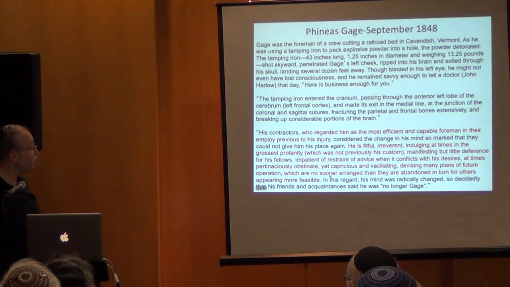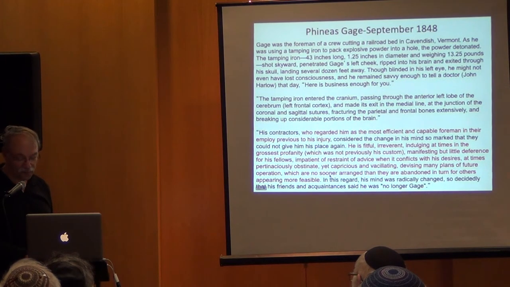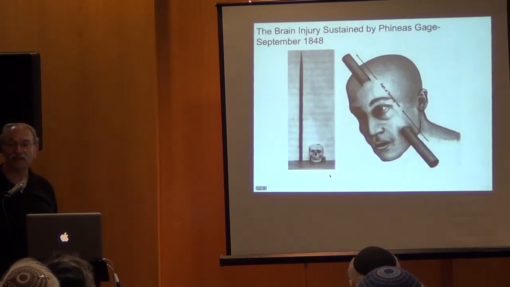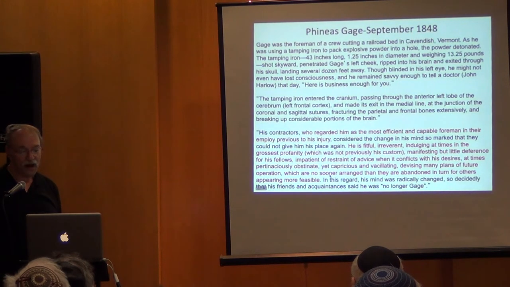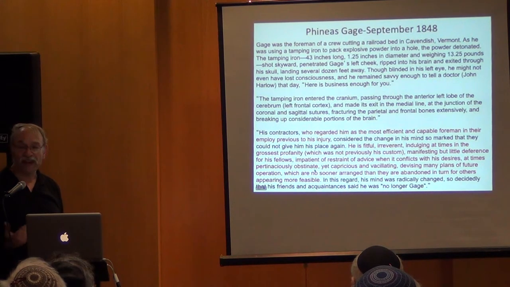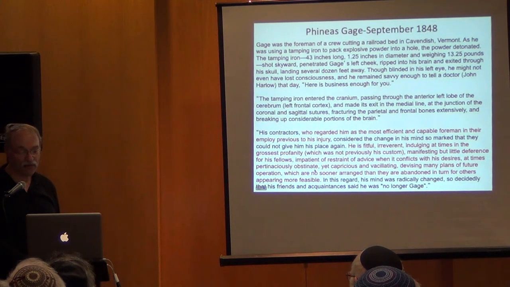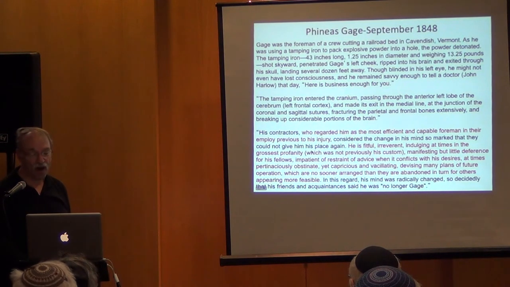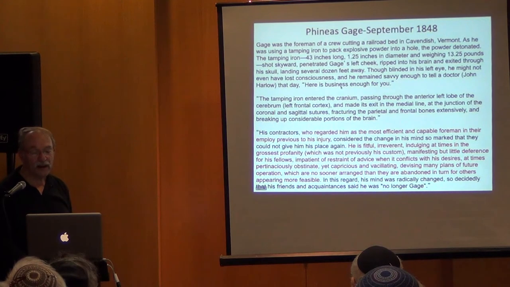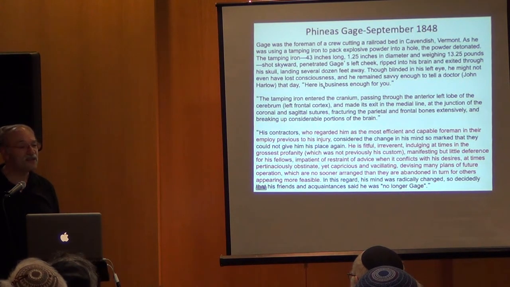And the iron bar that you saw in the previous slide, 43 inches long, et cetera, shot up skyward and went through his brain as indicated here. So that was his lesion at the time of the accident. He was blinded on the spot because it went right through probably the optic nerve coming from the eye over there, but he probably did not lose consciousness as a result of this action.